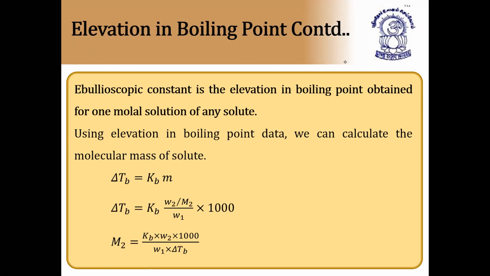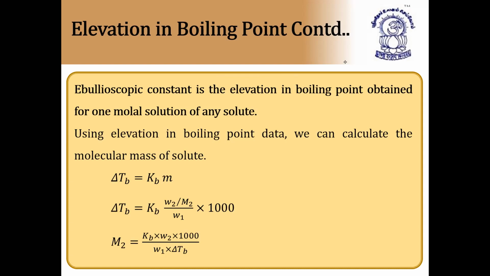For example, delta TB is equal to Kb into m, which we have got. What is m? W2 by M2 into 1000 by W1. That is nothing but molality. How to calculate molality? Weight of solute by molecular weight of solute into 1000 by weight of solvent. So applying this same formula, we can find out M2 also, the molar mass of solute.